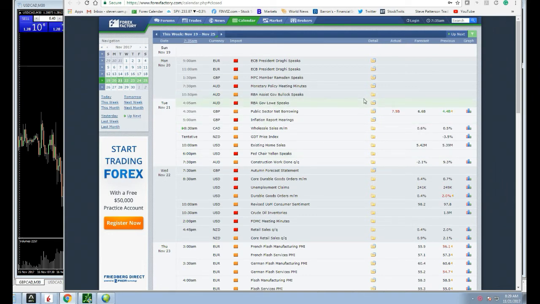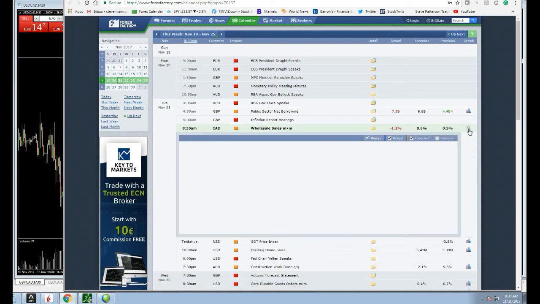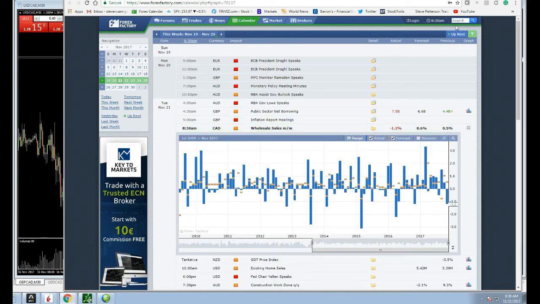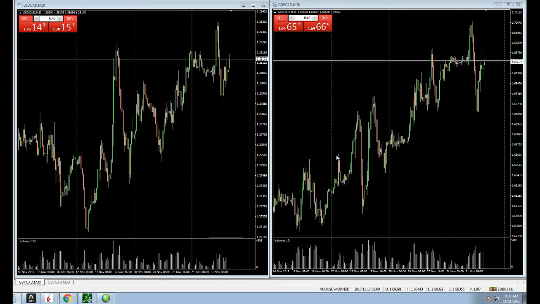And here we go. CAD wholesale, and it should be there. The market is not really moving very much. And there we go. Oh, big variance. Wow. Bad, bad, bad. Okay, that's pretty interesting. I think this is going to open up an opportunity right now. Not a real big move in this just yet.